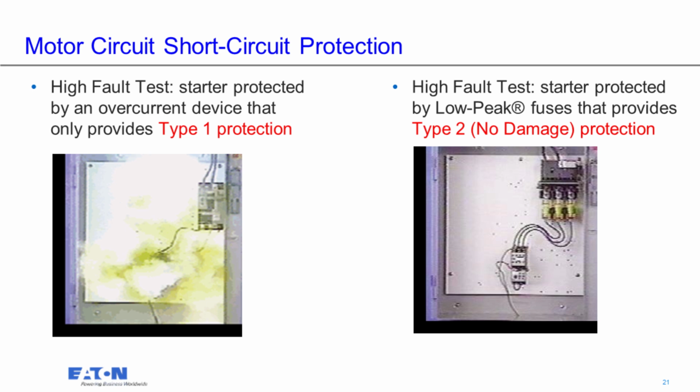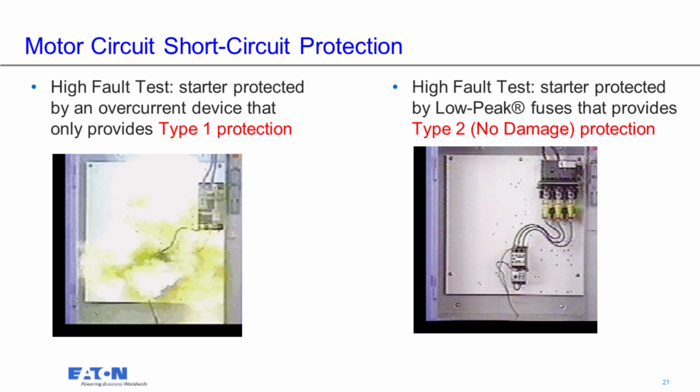This slide here compares a test with type 1 protection. That's a motor circuit protector, a magnetic only breaker, or instantaneous trip breaker, in other words. It provides type 1 protection, so it pretty much protects itself, but it didn't protect the controller in this test. Over on the right, we have 30 amp Class J fuses protecting them, extremely current limiting.